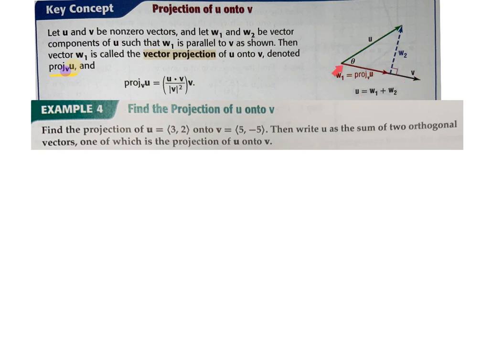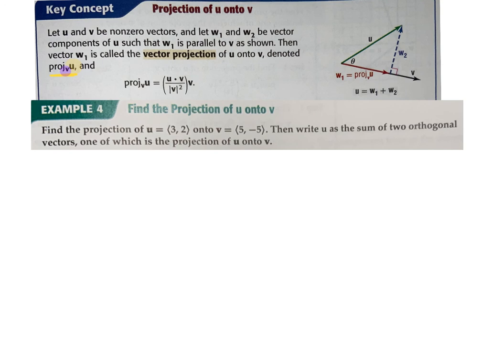U is made up of W1 plus W2. And so we use this to find the projection of U onto V. And then, now that we know V, we write U as a sum of this one plus that one. So the first thing we're going to do is find it. It says find the projection of U onto V. So we are going to do this little process here.